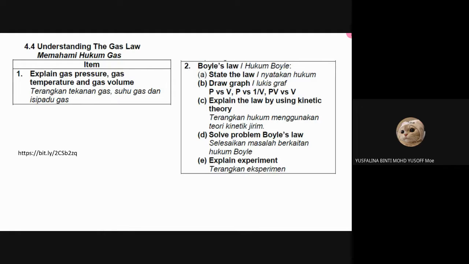For this chapter, we learn how gas pressure can be produced, and this is for Boyle's law. You have to know how to state the law, how to draw a graph, and also how to explain the law by using the kinetic theory, and also how to solve problems using Boyle's law. This is the calculation, and also be able to explain the experiment.